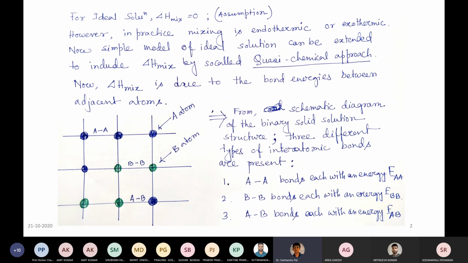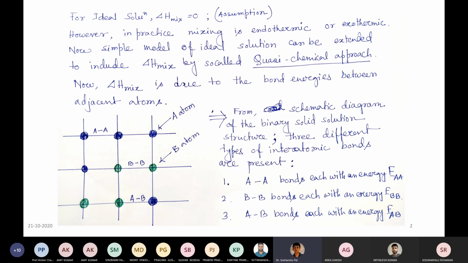So the model of the ideal solution should be extended to include del H mix by the so-called quasi-chemical approach. This quasi-chemical approach is a method where you use a probabilistic way to understand the behavior of a chemical process. Now, where does del H mix come from? Del H mix is due to the bond energies between adjacent atoms. So we are extending the ideal solution to a scenario where we incorporate del H mix, assuming it is due to the bond energies between adjacent atoms.